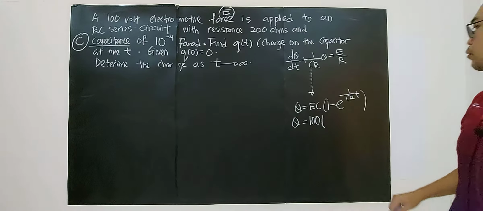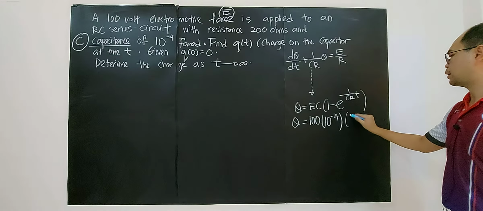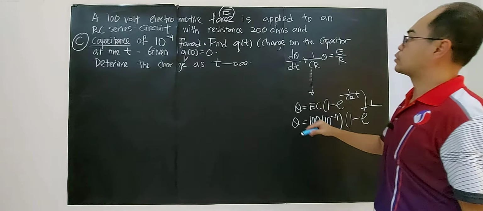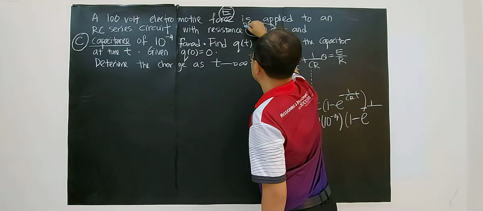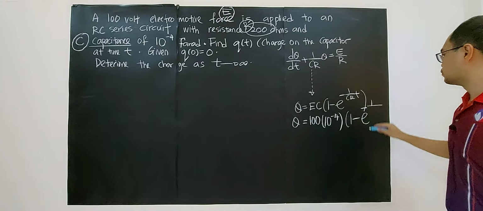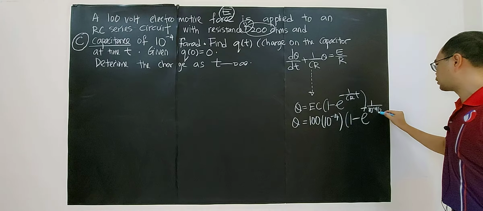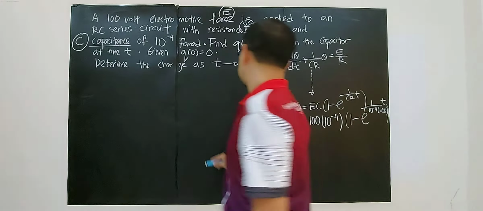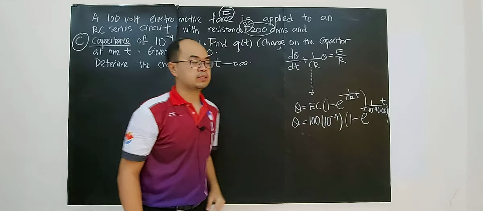The capacitance here will be 10 to the power of negative 4, and 1 minus e to the negative 1 over CR. And what is your resistor? The resistance is also a constant, 200 ohms. So the product is 10 to the power of negative 4 multiplied by 200, multiplied by time. After doing the derivation, please follow it for this question, using this formula.